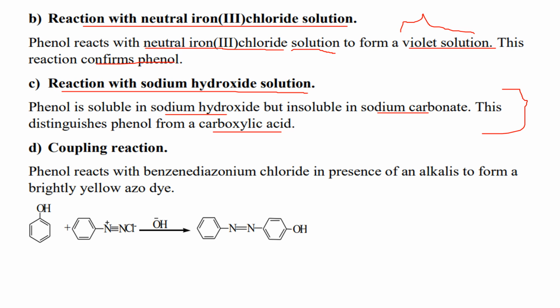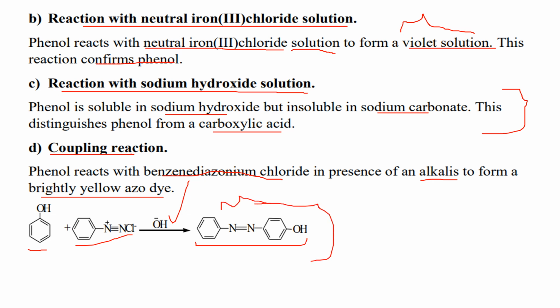Now we also have what we call coupling reactions. Here, phenol reacts with benzene diazonium chloride, but this happens in the presence of an alkali to form a bright yellow azo dye. So when you have benzene diazonium salt with phenol in alkaline medium, you're going to form a bright yellow azo dye, which is written like this. And this one is highly examinable in terms of synthesis. We should always remember the conditions. When you're reacting phenol with diazonium salt, you're going to be using alkaline medium, reason being, phenol is generally acidic in solution.